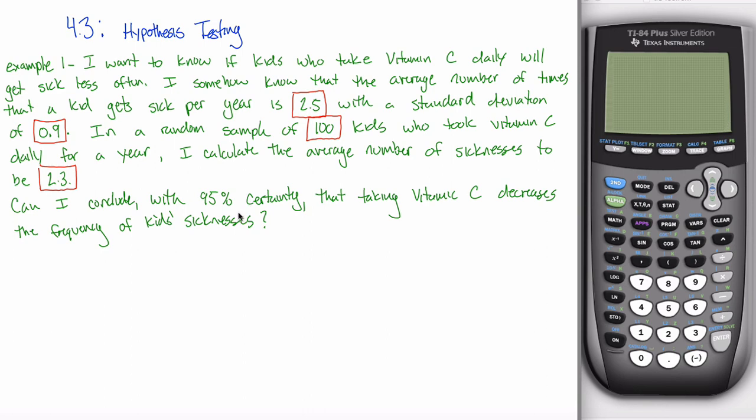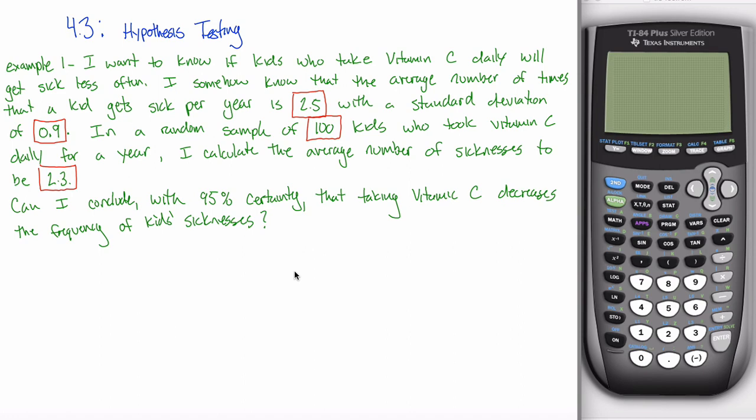So what we do with hypothesis testing is we have to decide, is this 2.3 enough less than 2.5, informally speaking, that we can attribute the difference between the 2.3 and the 2.5 to the fact that this 2.3 comes from kids taking vitamin C. And if it is, well, then we can say that vitamin C decreases the frequency of kids' sicknesses. And if it's not, well, then we can't say that. We don't know if vitamin C decreases the frequency of kids' sicknesses. So that's kind of what we'll be doing with hypothesis testing.